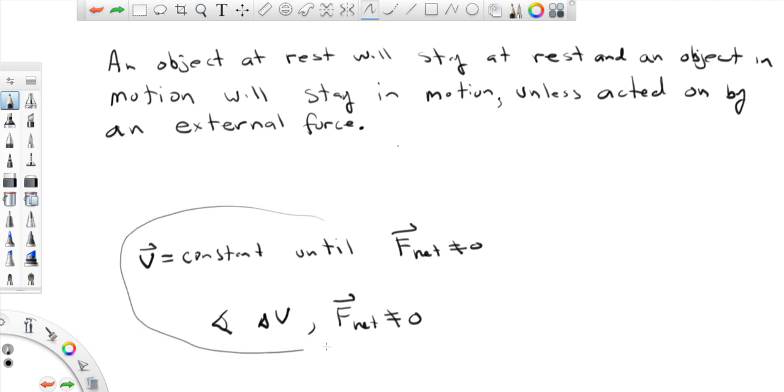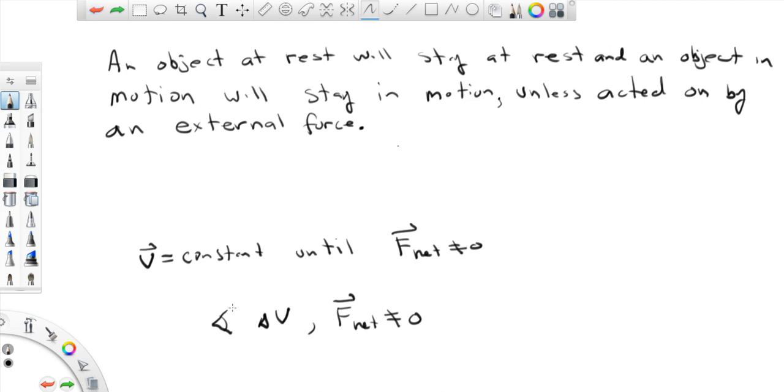This is my version. I think it's a little bit more concise. The velocity of an object will be constant until there is a net force that is not equal to zero. And what I mean by that is that it takes a non-zero net force to change an object's velocity. Or, when you think cause-effect, force is what causes velocity changes.